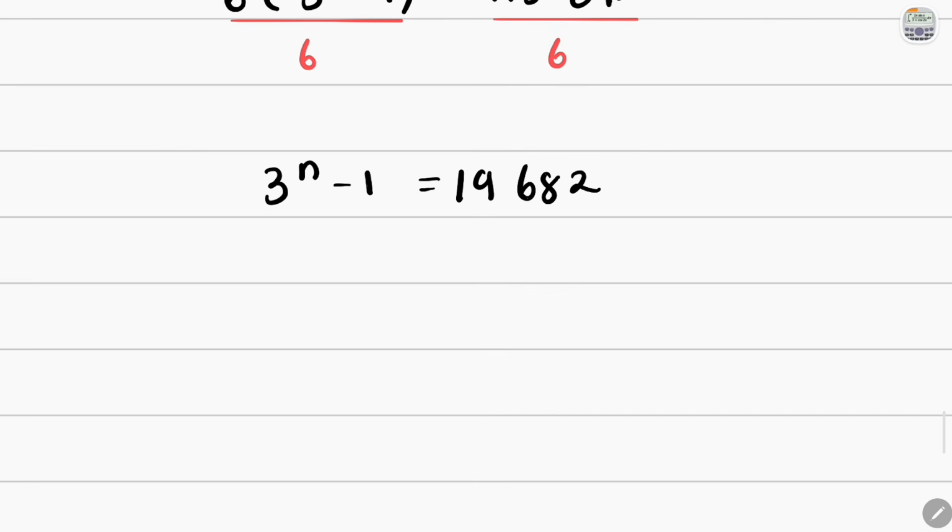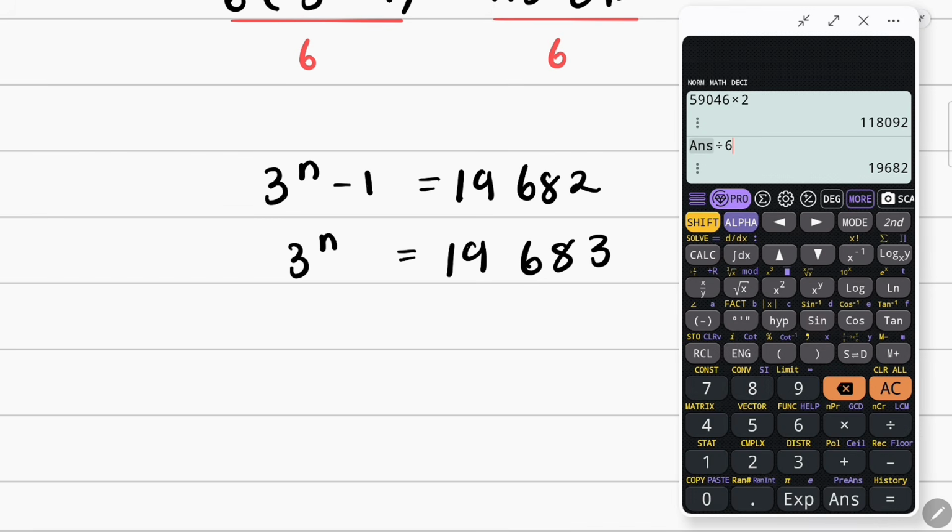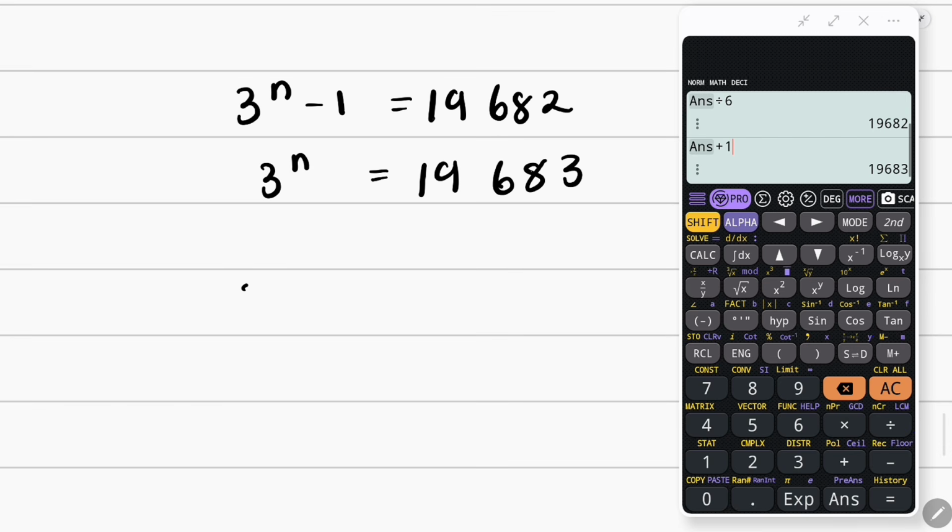19,682. Okay, is equal to, we can transpose the negative 1, so it's 19,683. And now we'll just add that 1 here so it reflects as well. So plus 1. And now we have this. Okay, we can go ahead and just make the bases the same. So let's see if the base can actually be made 3.